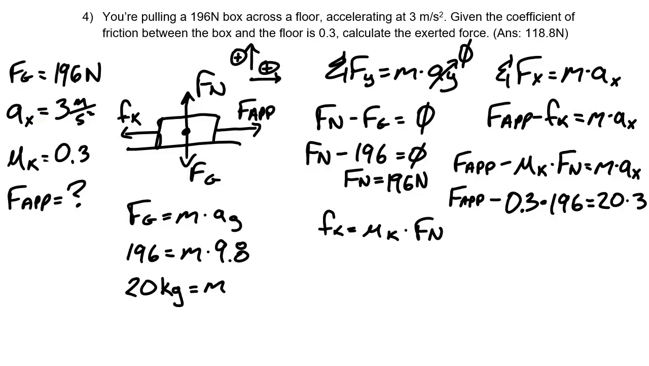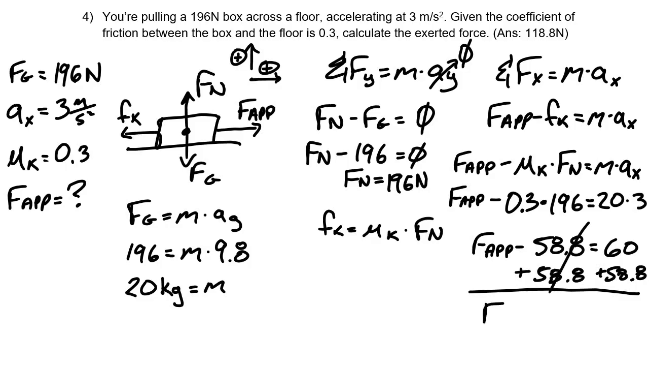Okay, so we have our applied force minus, let's just do this calculation over here. And 3 times 20, simple enough, is a value of 60. Okay, and all I have to do here is just solve out. And that is problem number 4.